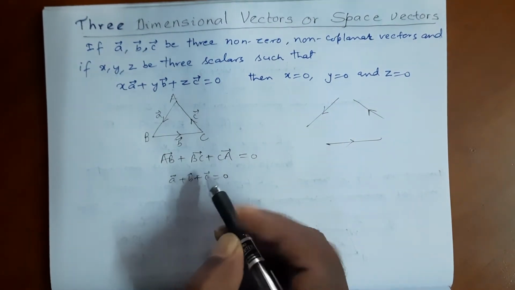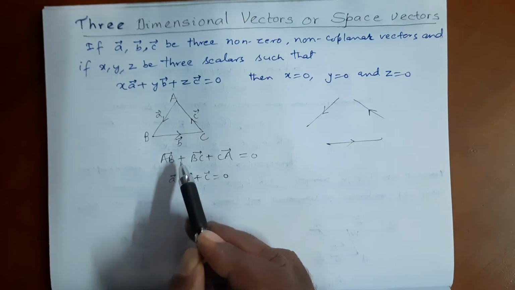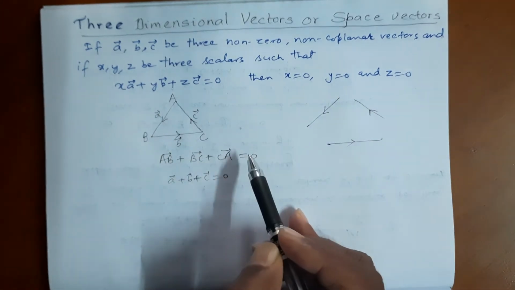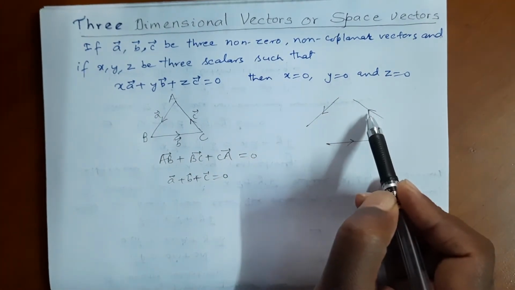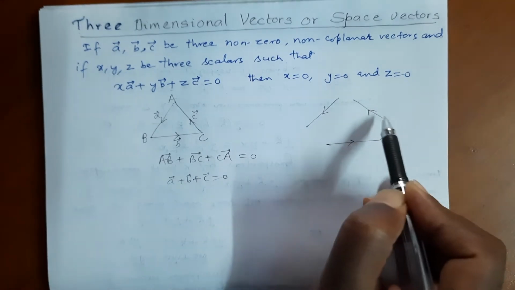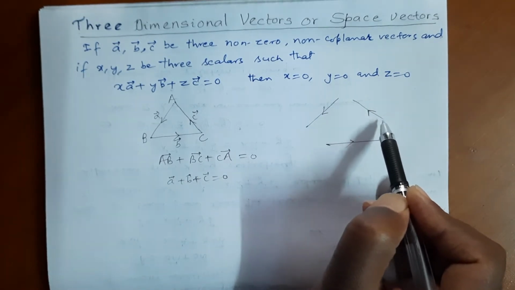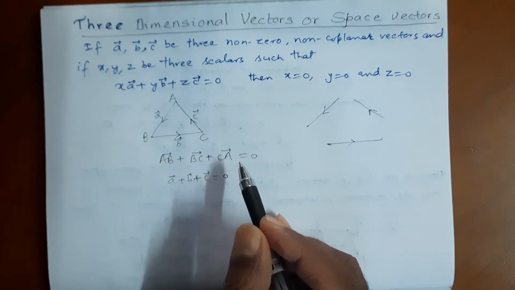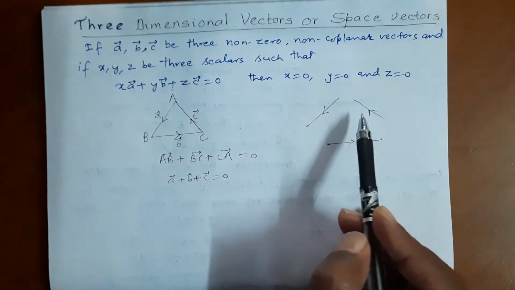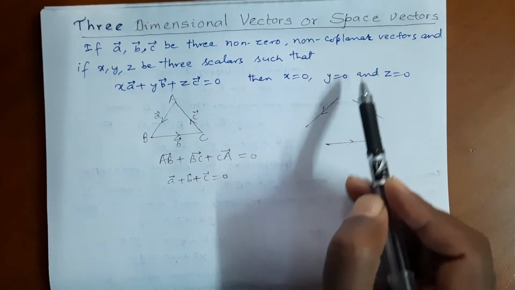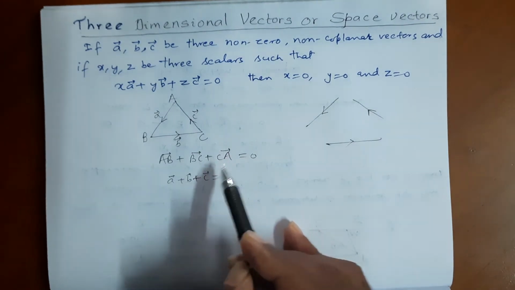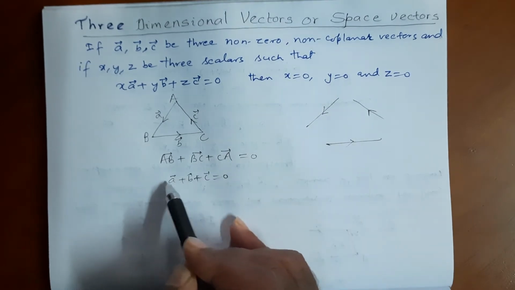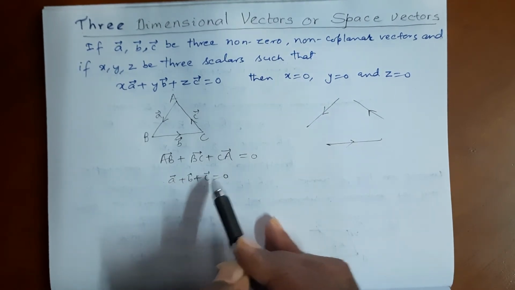Sometimes we need to multiply these vectors by some suitable scalars to form the triangle, and the direction also may be opposite. By multiplying by a negative scalar, we can make it in this direction, so there the sum will be 0. In this way, if these three vectors are in a plane, they are coplanar, and it is possible for the sum to be 0 even if the scalars multiplying these vectors are not equal to 0.